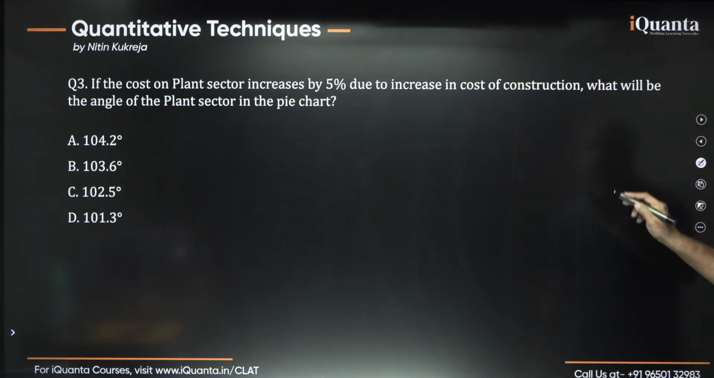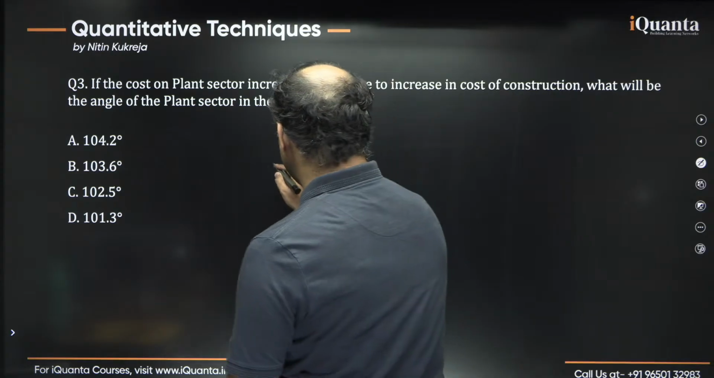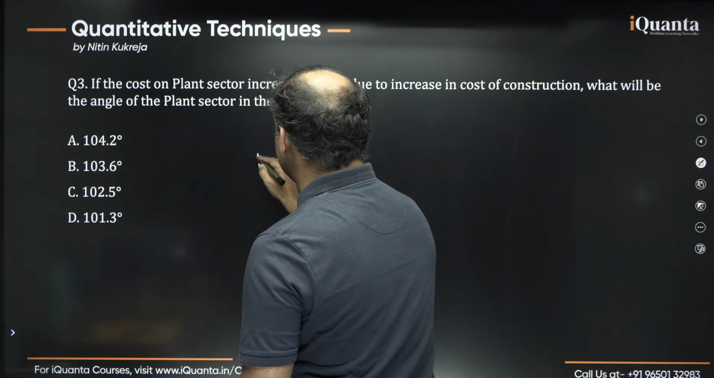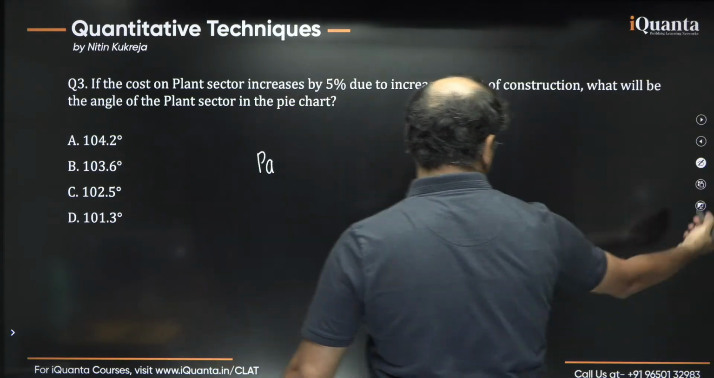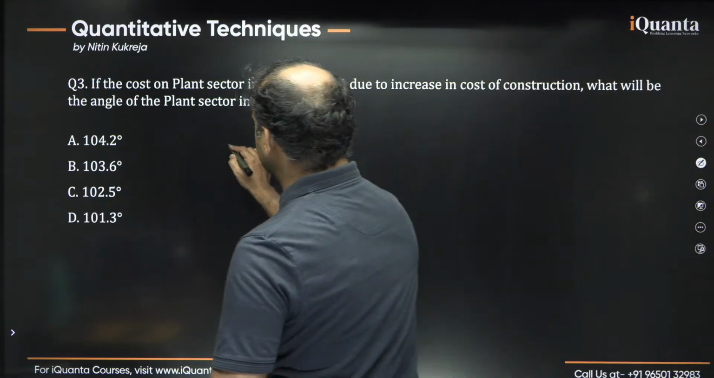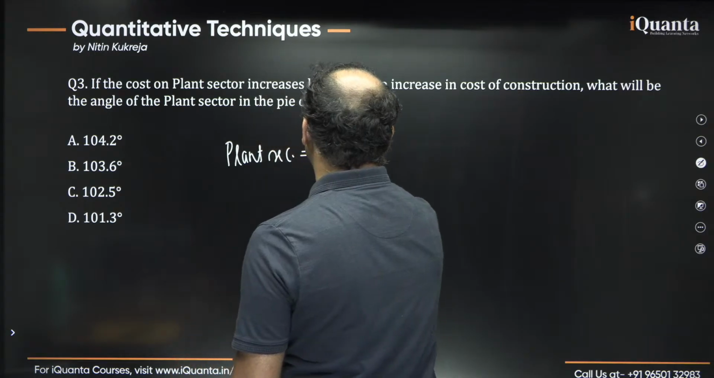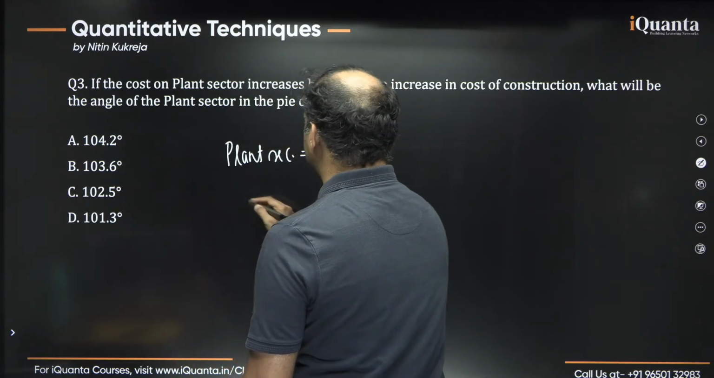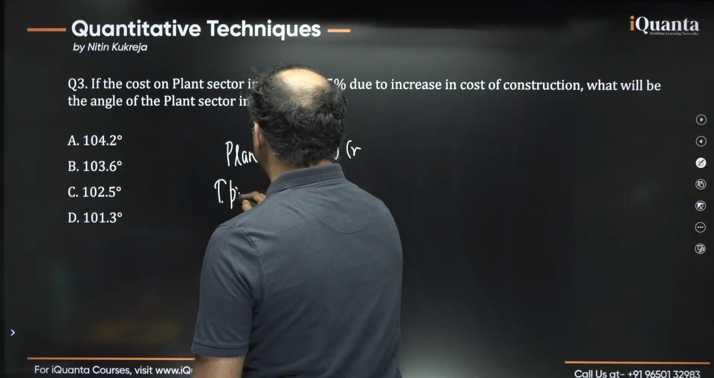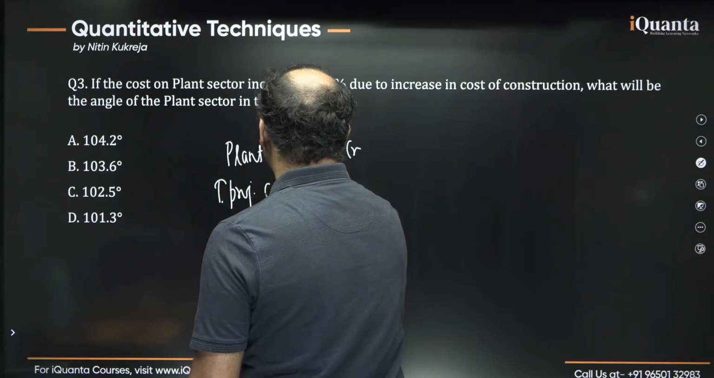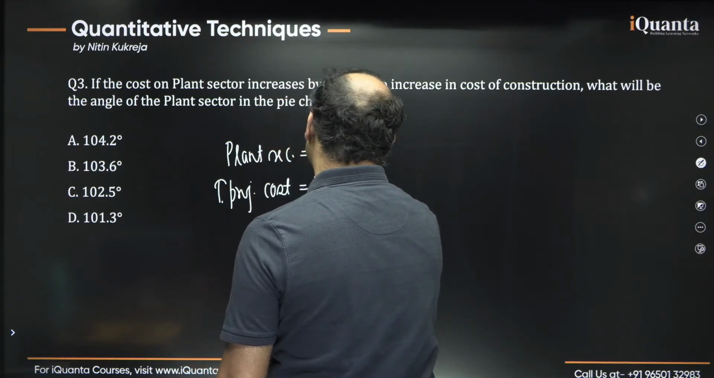Okay. Right now, what is happening, guys? Before this increment, the plant sector is how much? The cost spent on the plant sector is 100 crores, and the total cost of the project is how much? Total project cost is 360 crores right now, okay?